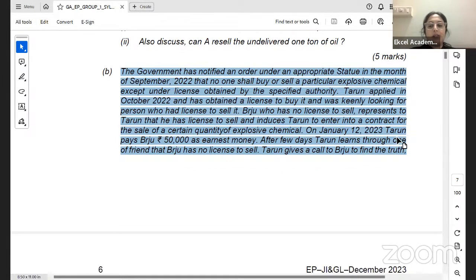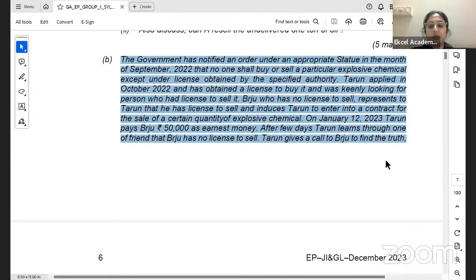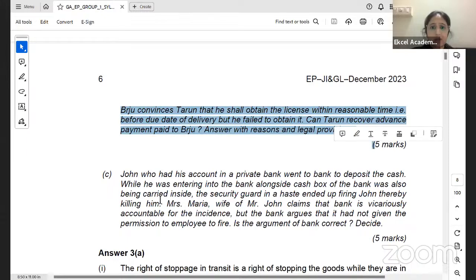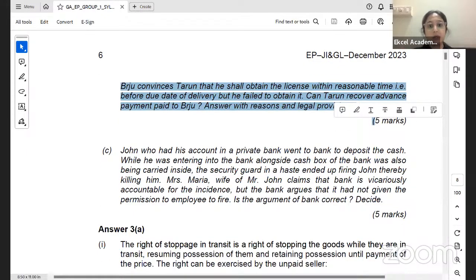Next, on January 12, 23, Tarun pays Briju 50,000 as earnest money. Some deposit, he will pay. After a few days, Tarun learns through one of his friends that Briju has no license to sell. Tarun gives a call to Briju to find the truth. So now Tarun calls him up and asks, see, I heard that you don't have the license to sell. How did you enter into the contract?